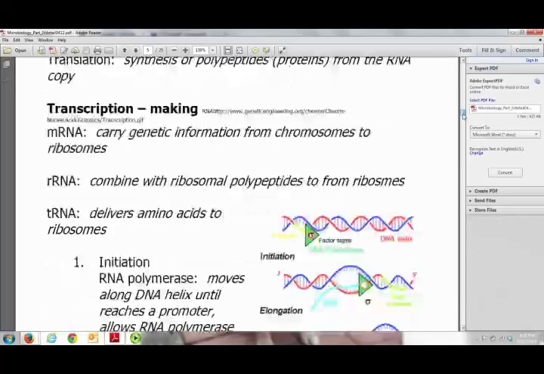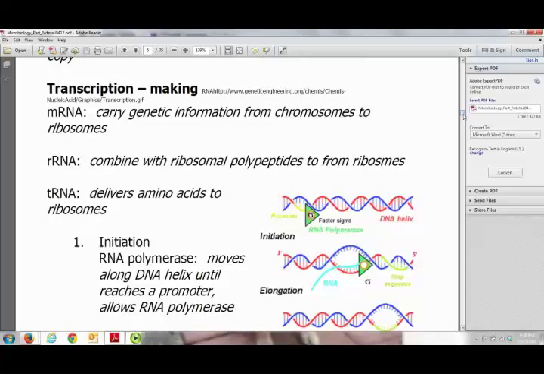So with transcription, this is where we make the RNA. The mRNA is your messenger RNA. This is going to carry the genetic information from the chromosomes to the ribosomes.